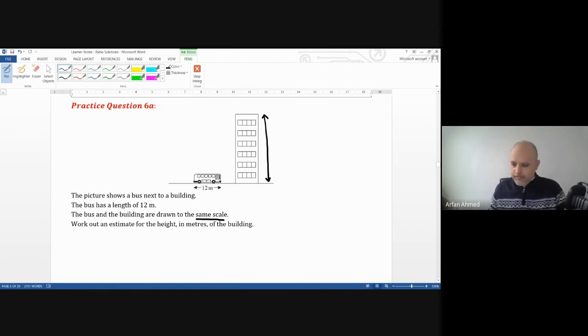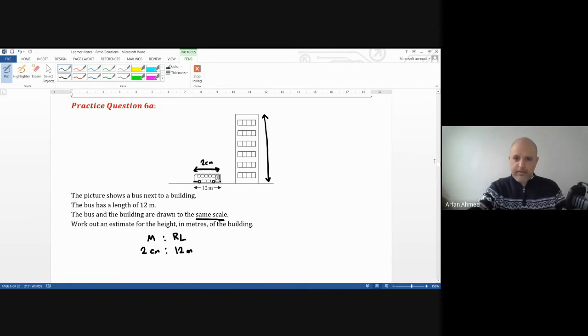So let's measure the bus. What do I get here? I get about 2 centimeters for the bus on mine. So when I measure it, I get this to be 2 centimeters. So our scale, they've actually told us what it is in real life. So our scale is 2 centimeters on the map represents 12 meters in real life. That's our scale.